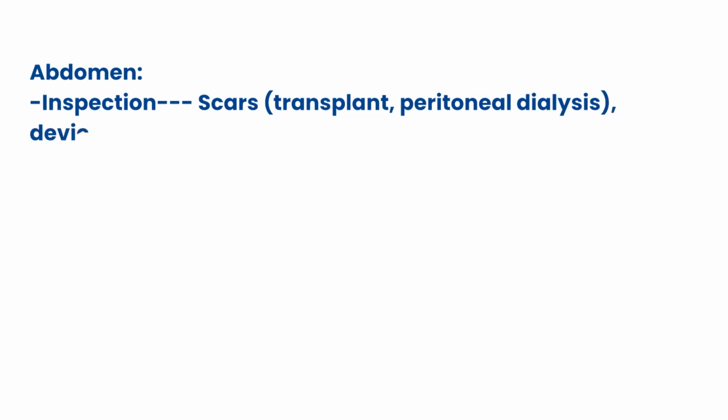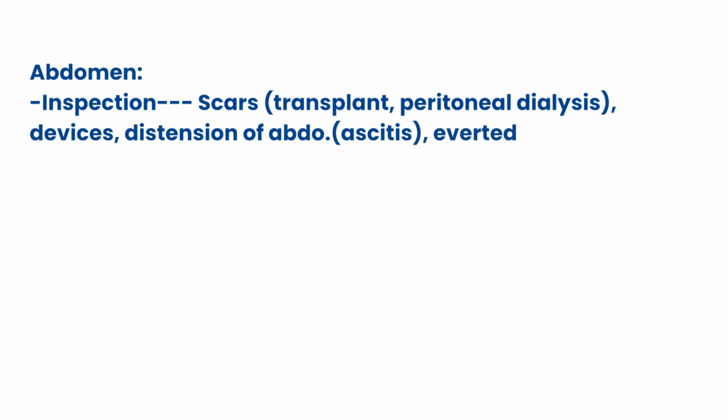After examining the chest, you move to the abdomen, and you start with inspection. Look for scars. Look for transplant scars. It may be a kidney transplant scar, it may be a liver transplant scar, it may be a J shape, it may be a combined transplant scar. Look for any scars for peritoneal dialysis, any devices that the patient might still have, any distension of the abdomen, which may give you a clue that it might be ascites, everted umbilicus, spider naevi, dilated veins.